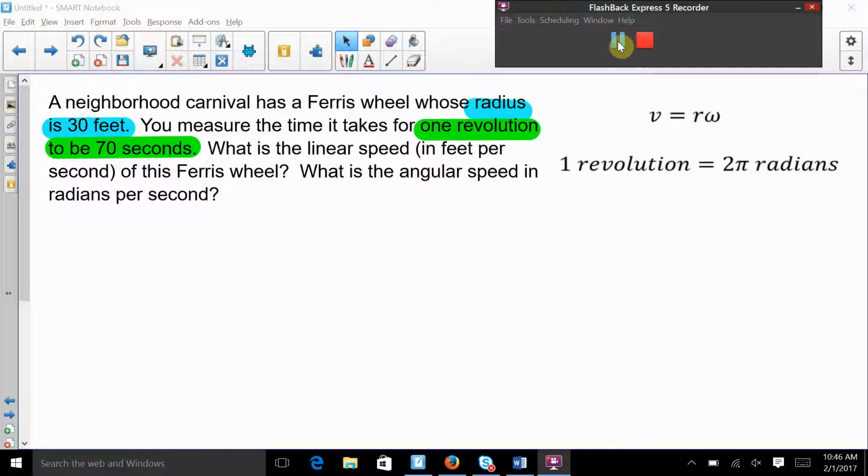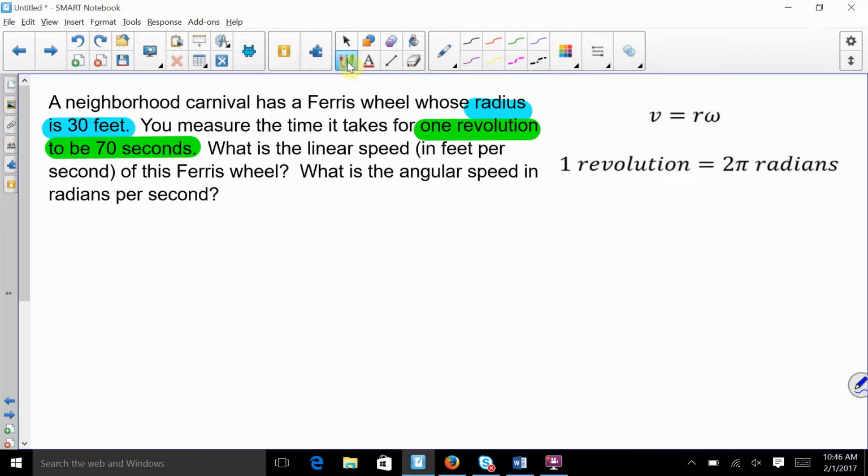Problem where they're talking about a neighborhood carnival has a Ferris wheel whose radius is 30 feet. And you measure the time it takes for one revolution to be 70 seconds. And they want to know the linear speed, and they want that in feet per second. And then they want to know the angular speed in radians per second. So we're going to be finding two answers here.